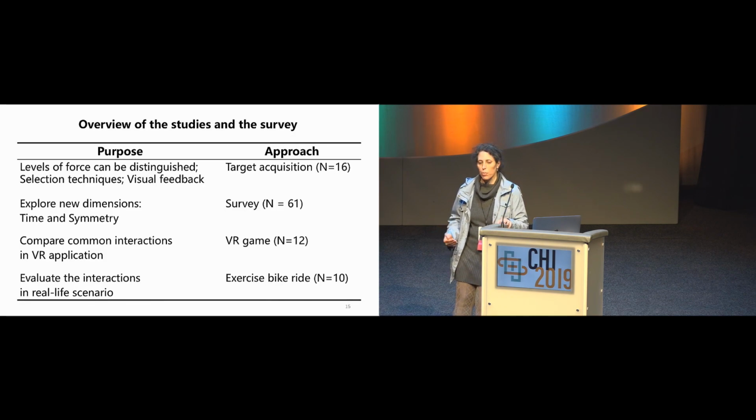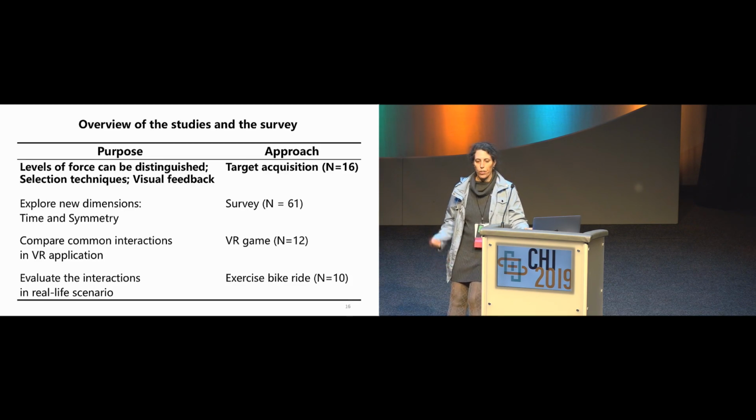And in order to explore all of this, we did a series of studies, and I'm going to talk about some of them in slightly more depth and some in less. So we'll start with the first study, which was just a basic target acquisition task that was really meant to be both a proof of concept and to give us basic parameters for how to best signal the end of an interaction, as well as what levels of force somebody could easily control.